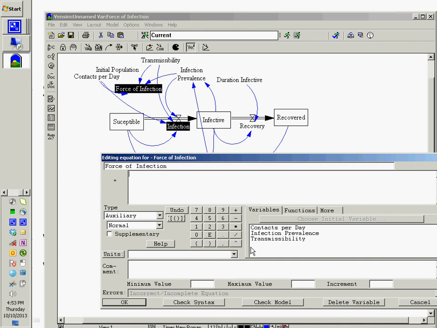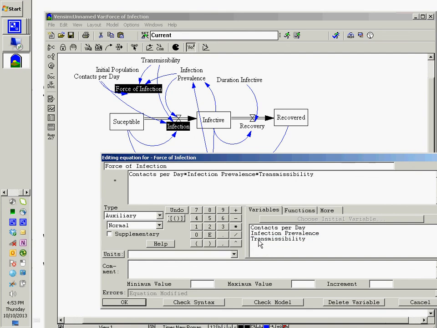Multiply by them. Okay, contacts per day. I have contact with 100 people per day of whatever sort. What fraction of those people are infected? Infection prevalence. So I have contact with 100 people per day, 50% of them are infective. In other words, infection prevalence is 0.5. So I have contact with 50 people total per day. And each of those infectives I have contact with has a certain chance of transmitting me the infection, transmissivity. Does that make sense? Okay.